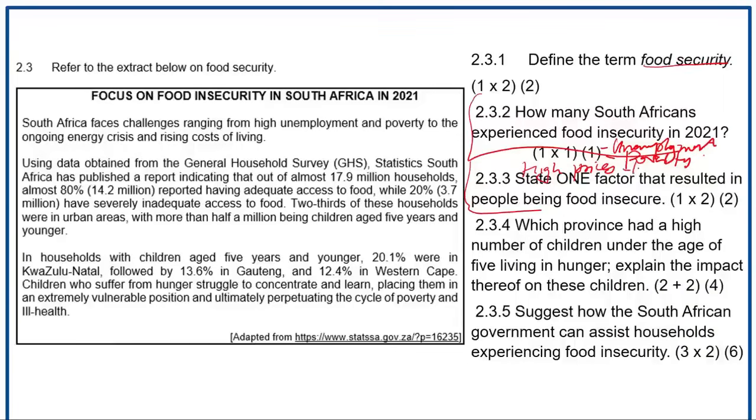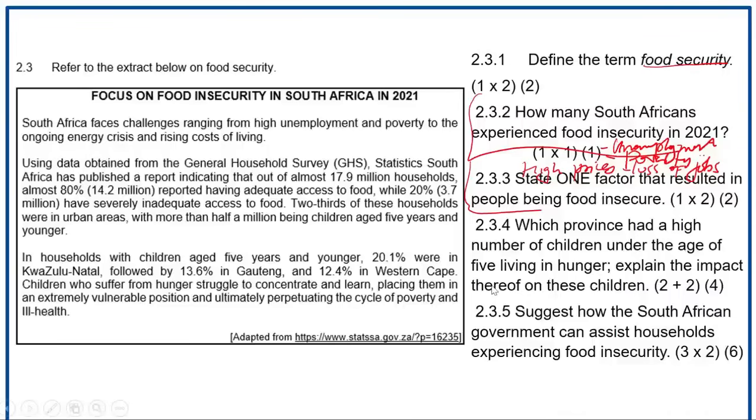Number four, loss of jobs. Remember, loss of jobs and unemployment are different things. Unemployed means you don't have a job, but loss of job means you had a job, but now you no longer have a job. So that is loss of jobs. And then number five, you can talk about some natural disasters like flooding, like climate change. You can talk about a number of factors that contribute to food insecurity.